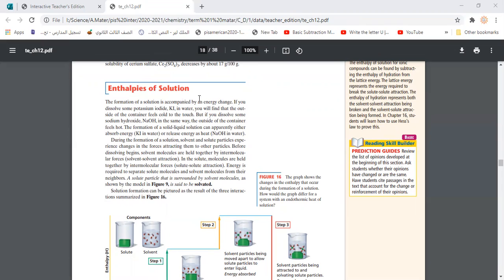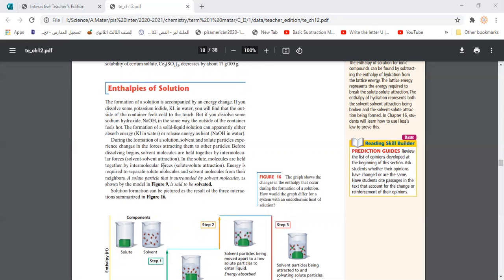What do we mean by enthalpies of solution? Enthalpies represent the change of energy that could happen during the solubility process. Scientists observed that the solubility process, or dissolving, is associated with a change in energy. Why do we have this kind of energy? Let's take a first example.